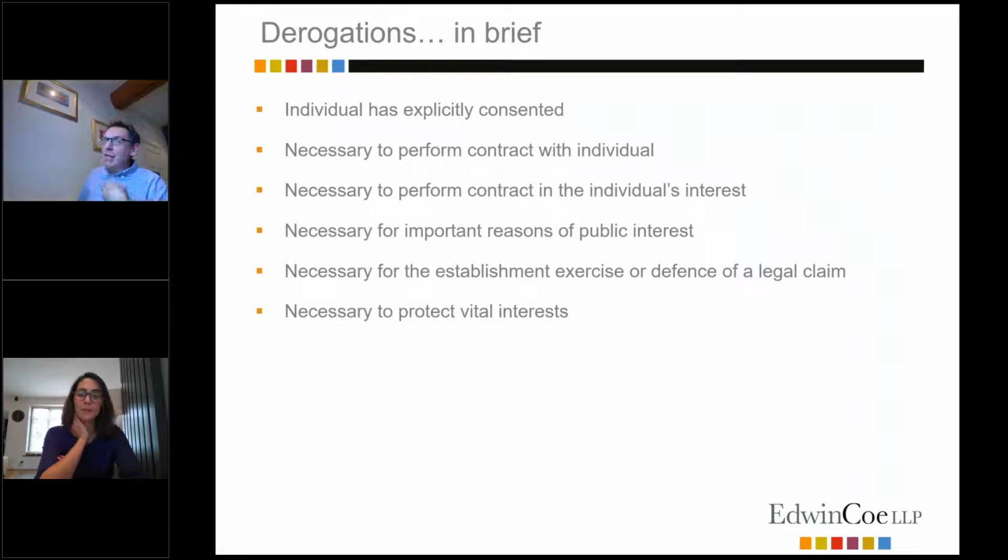And then the other ones there are really based on necessity. So important to emphasize, this is not just because it suits you. So it might suit you to have your data hosted in Germany or in the Netherlands, but it's certainly not necessary to do so. So it might suit you to have your payroll administered somewhere else, but it's not necessary to do so. So straight away, it's difficult to get yourself within one of these derogations. In terms of what we see, it's really the first two, which are the most.